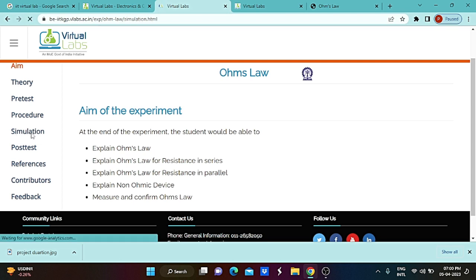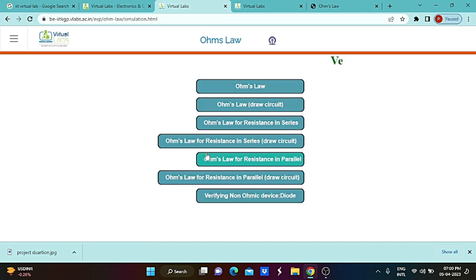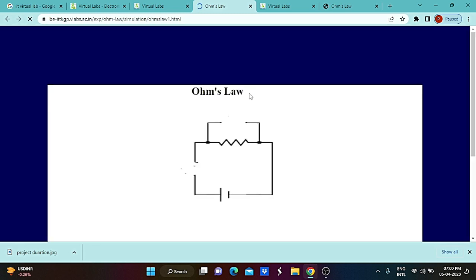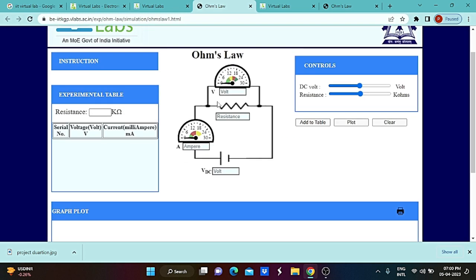We just click the simulation. In this simulation we can verify the concept. Initially I do Ohm's law. Here I can show the different circuits. In Ohm's law, we need only three parameters: voltage, current, and resistance. Apart from that, we have to give the DC voltage, that is direct current, to this circuit.